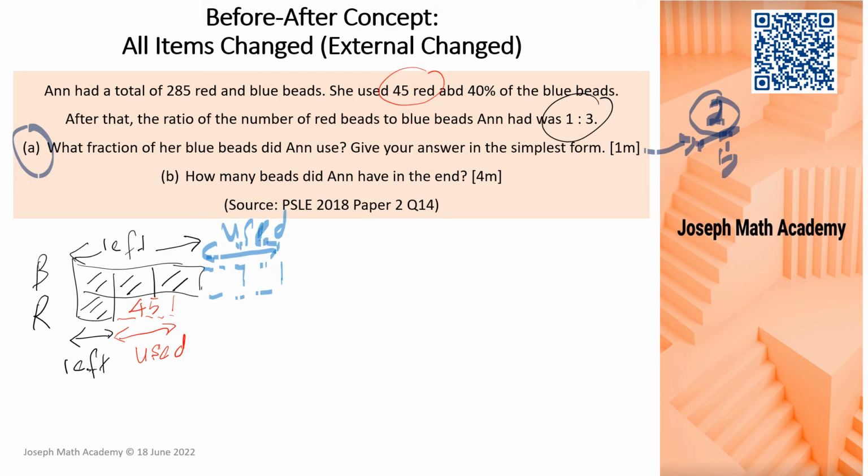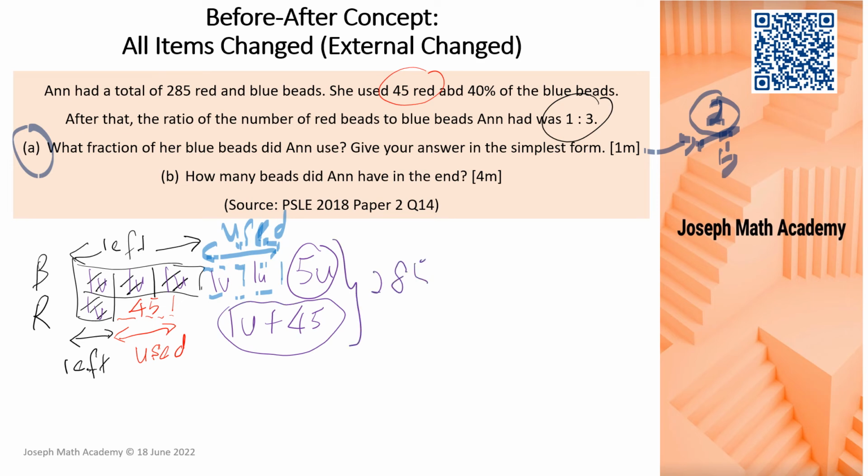All right, now let's update our model a little bit. Okay, so this is 1 unit, 1 unit, 1 unit. So there are 5 units of blue bits at first. And then for the red ones, it is 1 unit plus 45 at first. And the total should be 285.